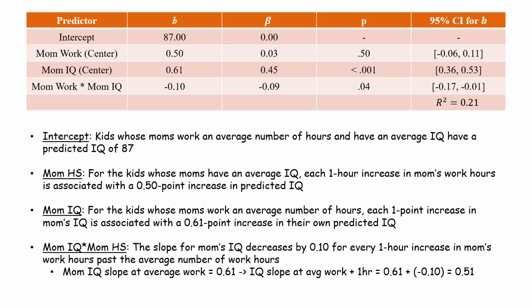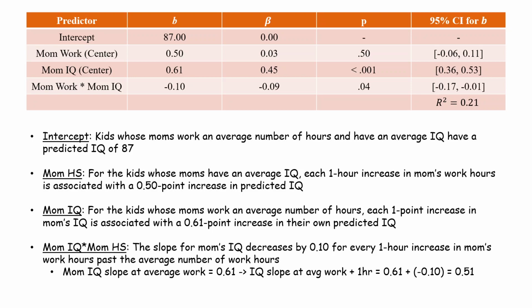And then I kind of worked this out here. So this says that the mom's IQ slope at an average work hour level, so when work hours are 0, mom's IQ slope is 0.61, and we saw that right here. The IQ slope at average work plus 1 hour, so when we increase 1 hour in mom's work hours, now that slope for mom's IQ goes from 0.61 to 0.51 because we subtract 0.1 from that slope for mom's IQ as we deviate away from when mom's work hours are 0, or when mom's work hours are average in this case.